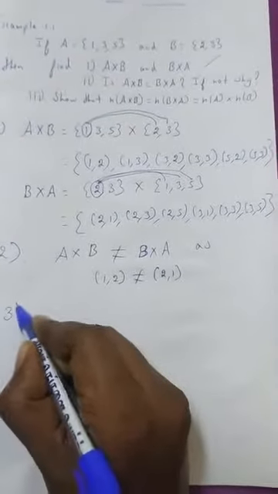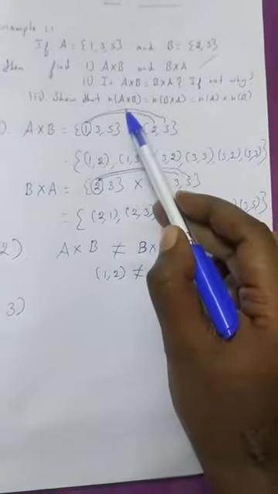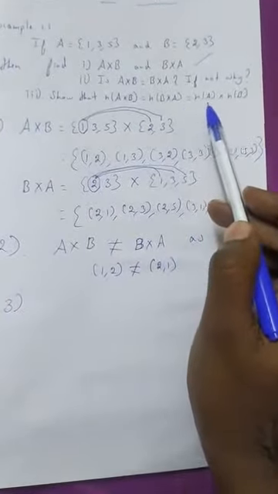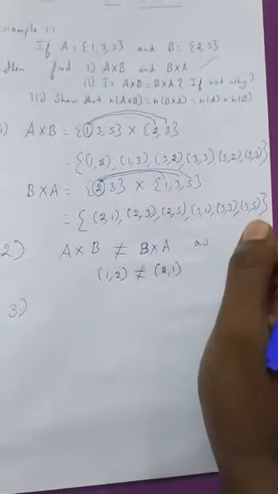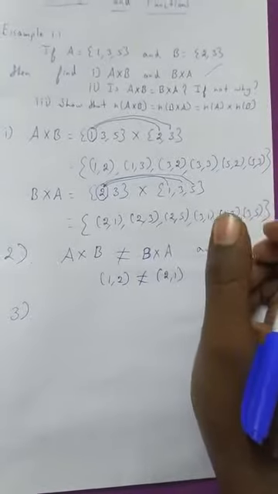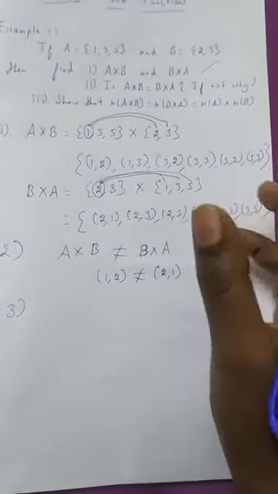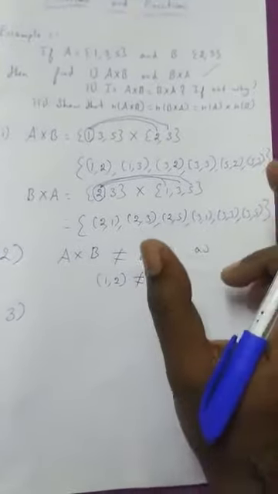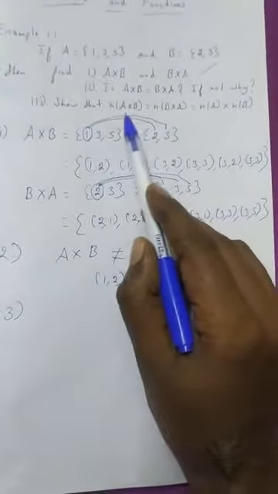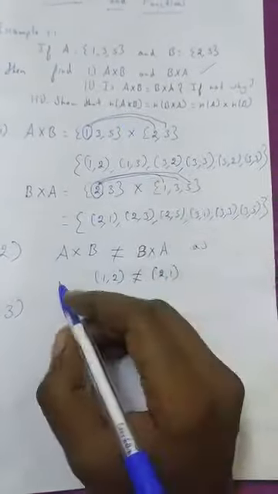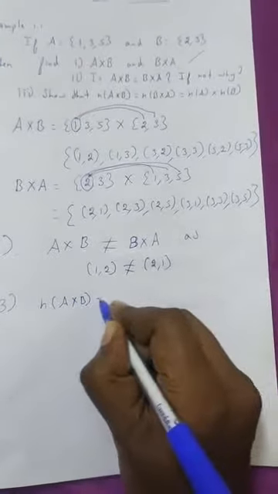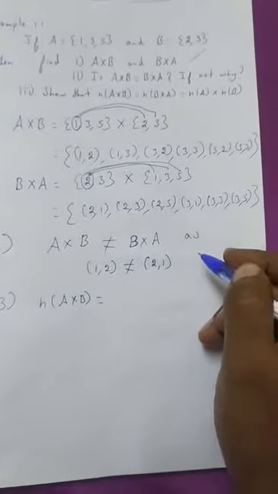What is the next one? Third subdivision: N of A cross B is equal to N of B cross A is equal to N of A into N of B. So what is called N of something? N of something is nothing but number of elements. So N of A cross B is nothing but the number of elements in A cross B, right?